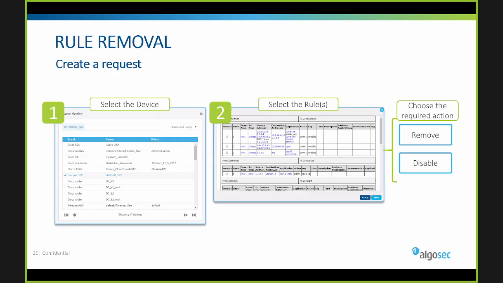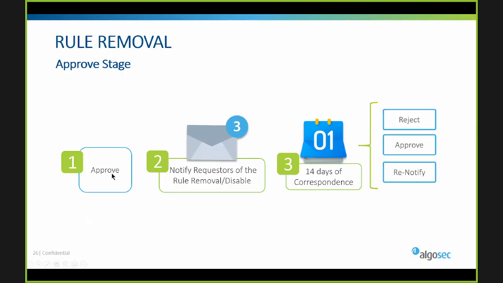Okay, so we've created the request. We have an approve stage. Again, I can't really do a traffic simulation query. It's pointless. So what happens in the approve stage is that we send a message to the owner of the original rule request. Whoever requested this rule originally, sending them a message saying, we're going to get rid of this rule, we're going to remove it, we're going to disable it. Do you still need it? And then hopefully the requester will get back to us.